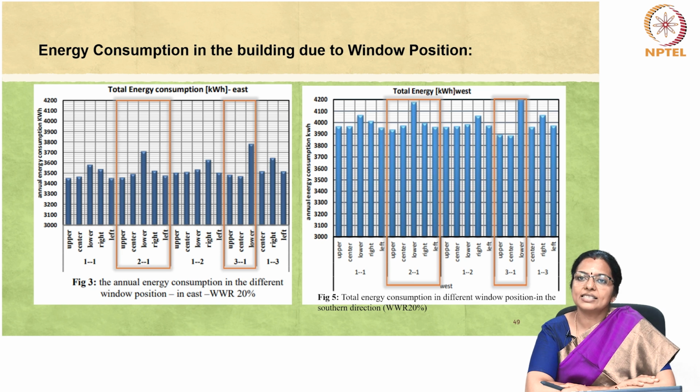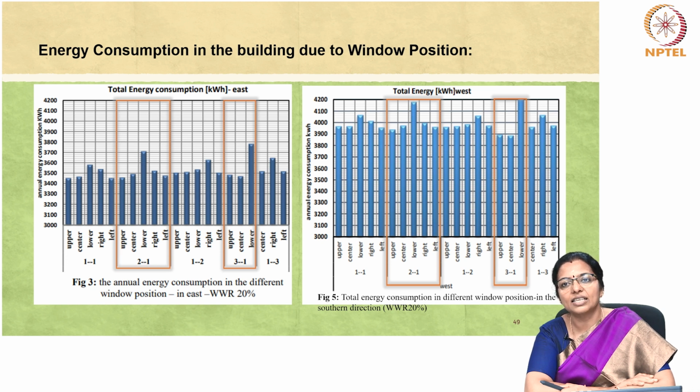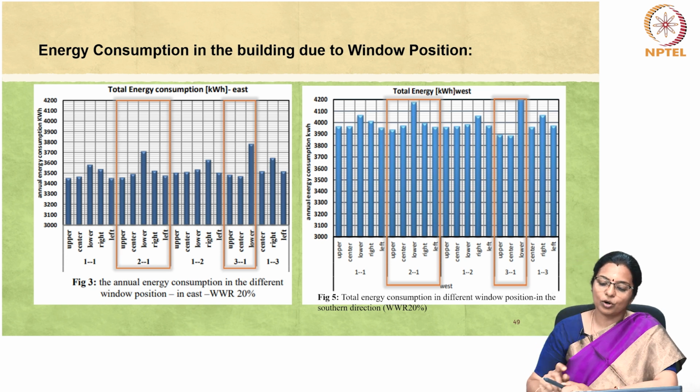Interestingly, the upper and center rectangular 3:1 window configuration yields the lowest consumption for the facade. Conversely, the bottom rectangular 3:1 window configuration results in the highest consumption. The vertical rectangular window configuration yields nearly identical energy consumption across various facade directions and positions, except for the right position, which triggers an increase of approximately 100 kilowatt hours.